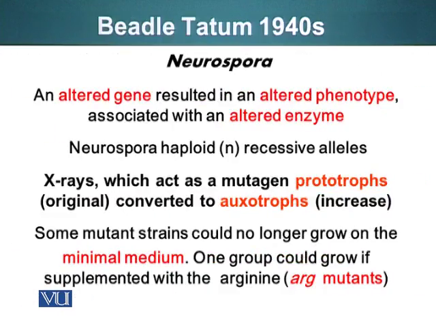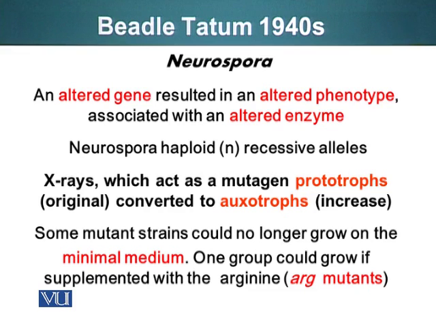Now let's move on a little bit in time. 1940s, the classic experiment of Beadle and Tatum. These gentlemen were studying a specific type of mold called Neurospora. They took this mold and mutated it using X-rays. X-rays were used as a mutagen, and that resulted in an altered phenotype. And they were able to associate the altered phenotype with an altered enzyme or enzyme activity.